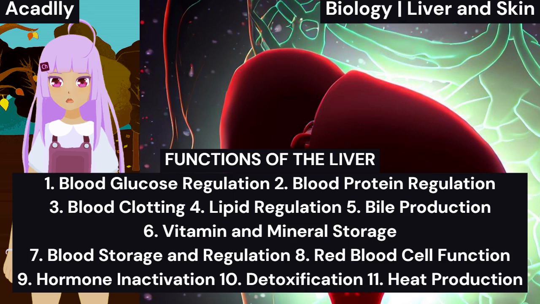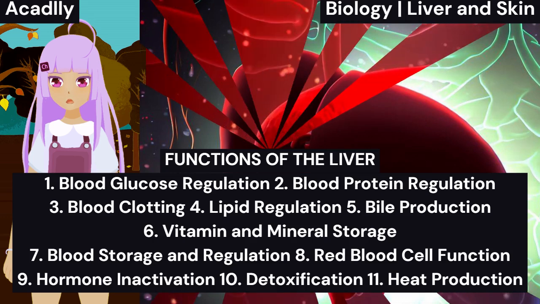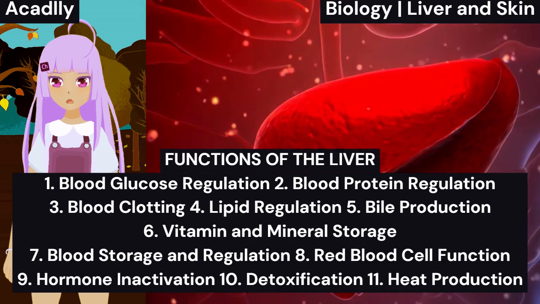2. Blood protein regulation. The liver deaminates excess amino acids, breaking them down into amino groups, converted to urea for excretion, and carboxyl groups, converted to carbohydrates stored as glycogen. This process helps regulate blood protein levels. 3. Blood clotting. The liver manufactures essential blood proteins such as fibrinogen, prothrombin, and globulin, which are involved in blood clotting. 4. Lipid regulation. The liver converts lipids into glucose, playing a role in lipid regulation.